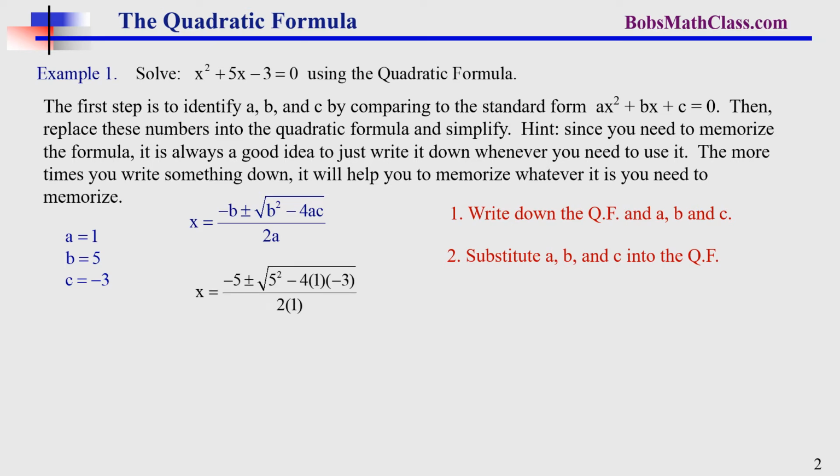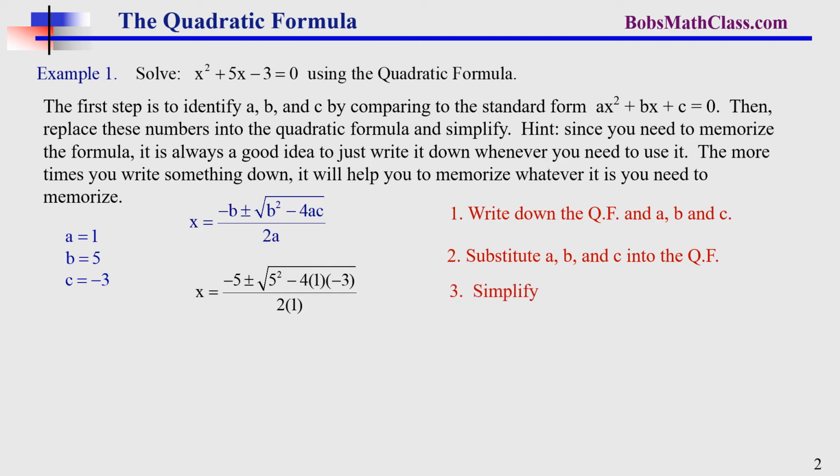So x equals negative 5 plus and minus square root. Again, replace the b with 5. That's why it's 5 squared. The 4 is part of the formula. Times a. A is 1, so I put it in parentheses. Times c. I put the negative 3 inside parentheses because it's multiplication.